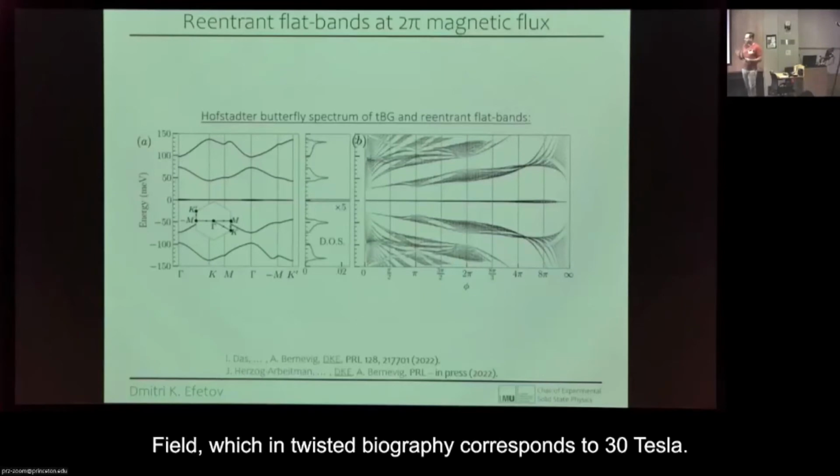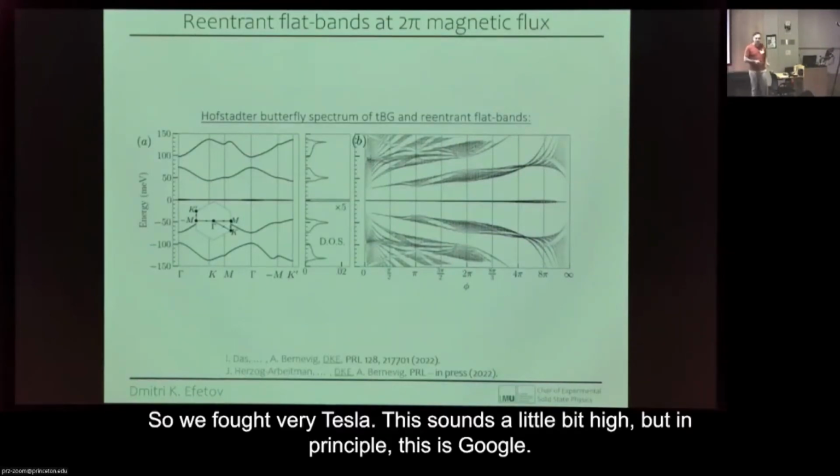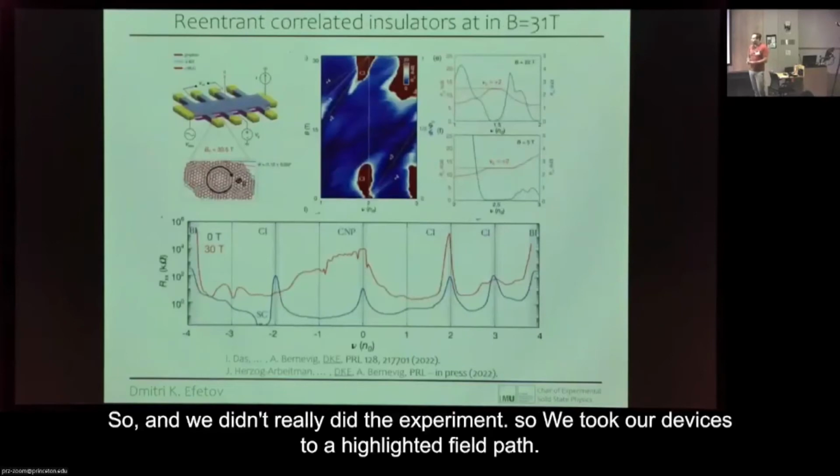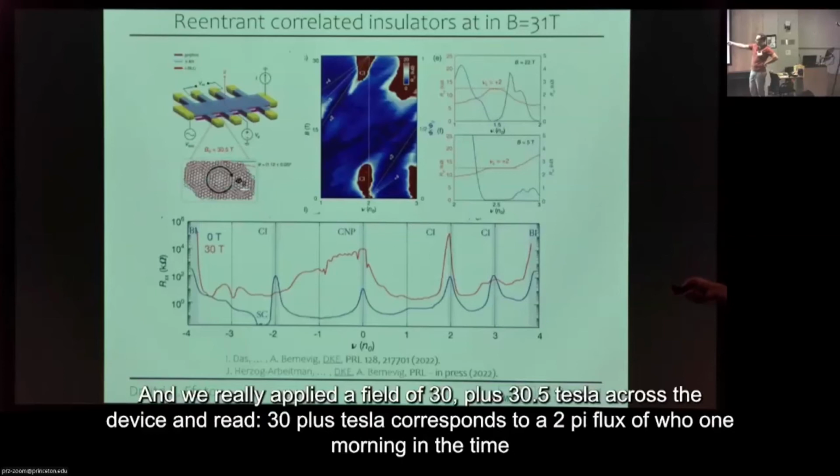This happens at exactly 2 pi of flux, which in twisted bilayer graphene corresponds to 30 Tesla. We thought 30 Tesla sounds a little bit high, but in principle this is doable. So we really did the experiment. We took our devices to a high magnetic field lab, and we applied a magnetic field of 30 plus Tesla, 30.5 Tesla, across the device, which corresponds to 2 pi flux through one moiré unit cell.